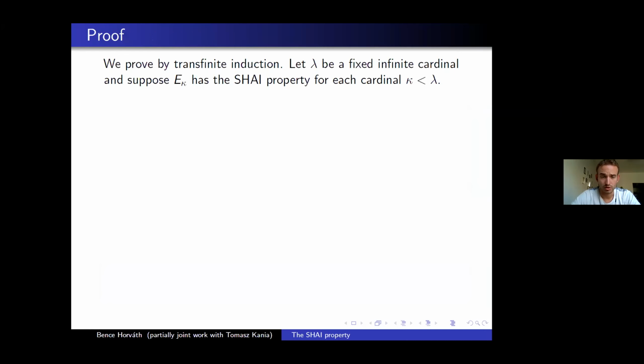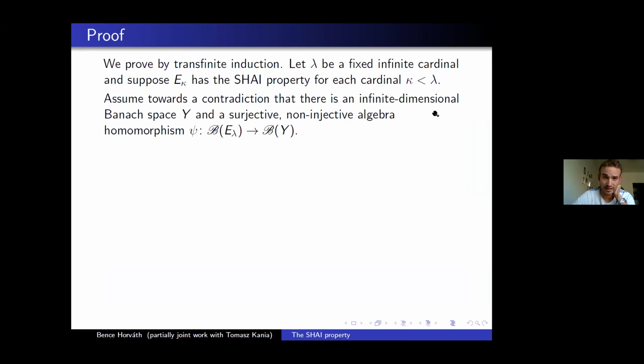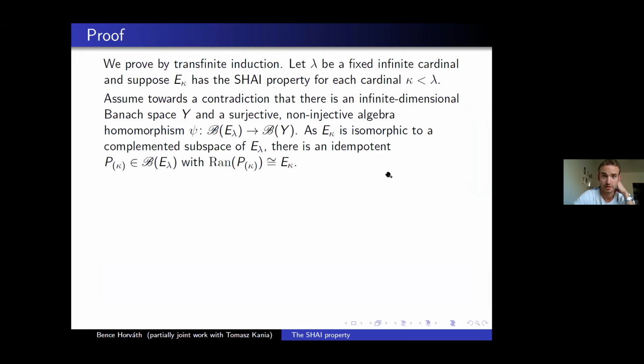Yeah, so how do we prove this by transfinite induction? So this lambda will be some fixed infinite cardinal from now on, and suppose that E kappa has the Psi property for each cardinal which is strictly less than lambda. And again, as usual, assume towards contradiction that you have some infinite dimensional Banach space Y, and you have some surjective algebra homomorphism from B of E lambda to B of Y, which is not injective.